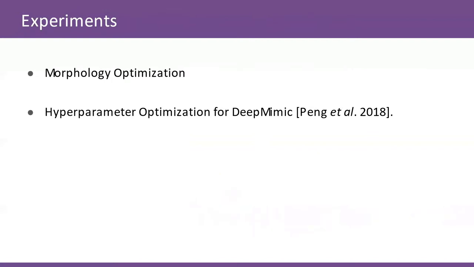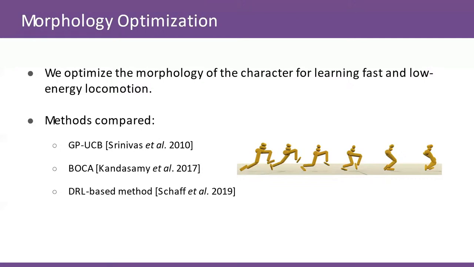We conducted two experiments to demonstrate the effectiveness of our method, morphology optimization and hyperparameter optimization for DeepMimic. In this experiment, we optimized the morphology of simulated characters for learning fast and efficient locomotion skills. The character's morphology has a big impact on the locomotion abilities. We will use morphology parameter as hyperparameters of the DRL-based animation system. We compare our method with a single fidelity BO method, GP-UCB, an MFBO method, BOCA, and a recent DRL-based method.